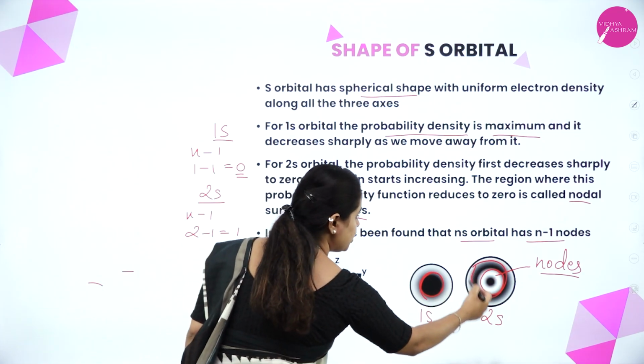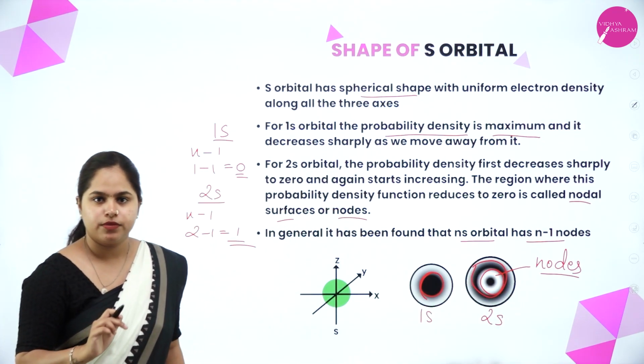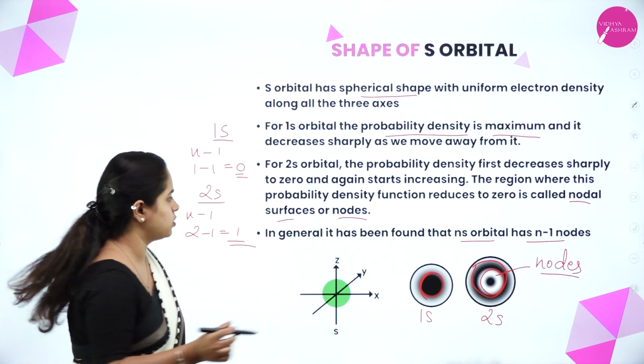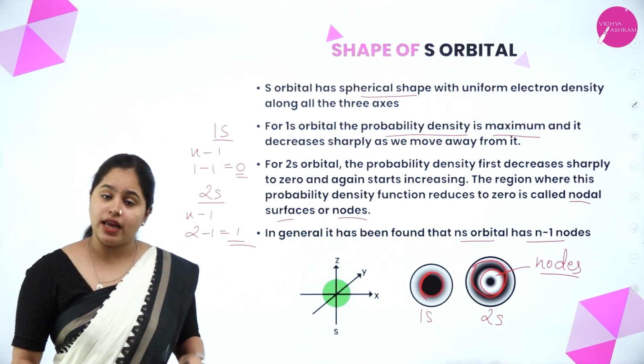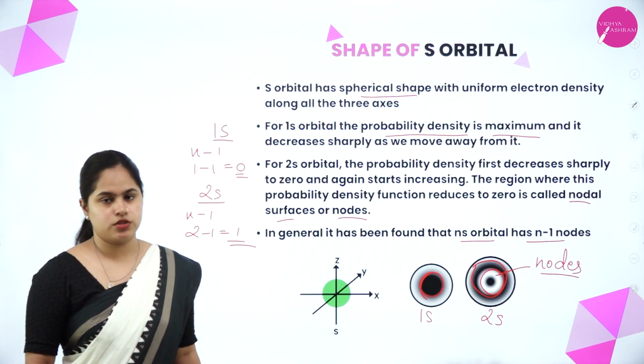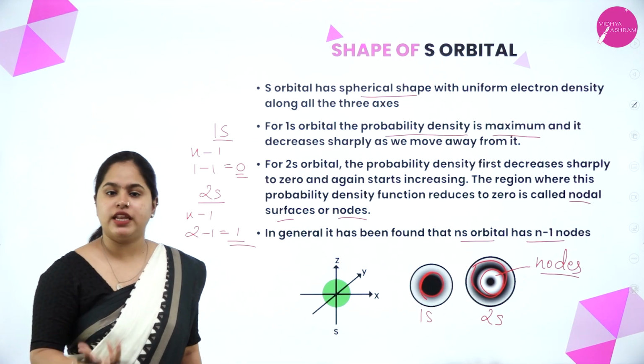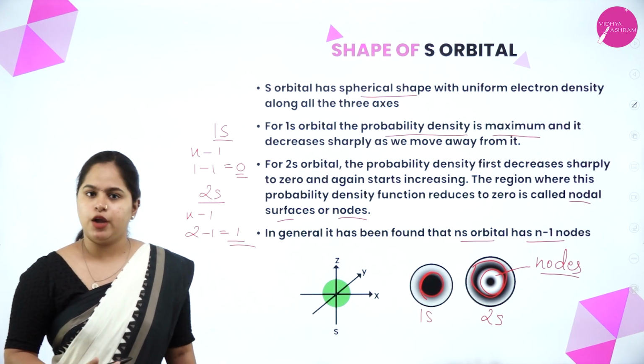This white region you can see, that is the node. I hope it is clear. For 2s orbital, only one node will be present. So this is the general formula, that is for ns orbital, there will be n-1 nodes. I hope it is clear. The shape of s orbital, it is having a spherical symmetric shape. I hope it is clear.